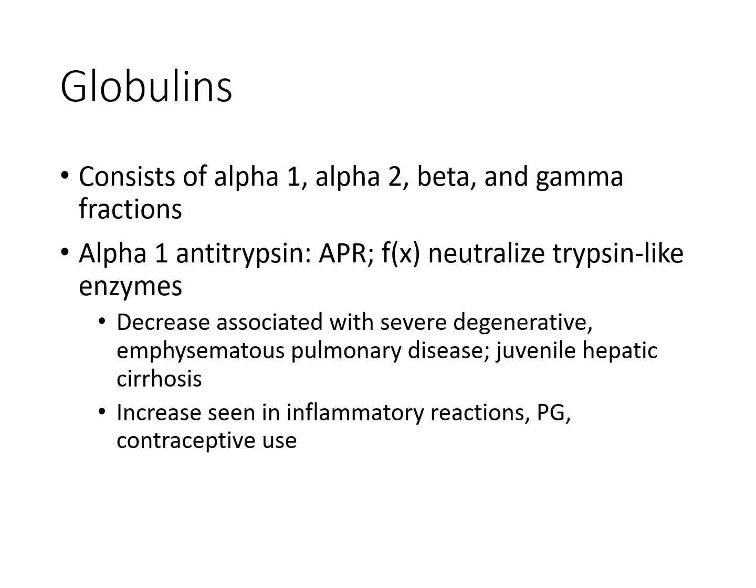enzymatic damage. So if you have a decreased alpha 1 antitrypsin, this can be associated with severe degenerative lung disease, including emphysema, and juvenile hepatic cirrhosis, which is a liver disorder that's seen in children. And then on the flip side, you can have an increase in alpha 1 antitrypsin, and this can be seen in people who have an inflammatory reaction, pregnancy, and use of contraceptives.